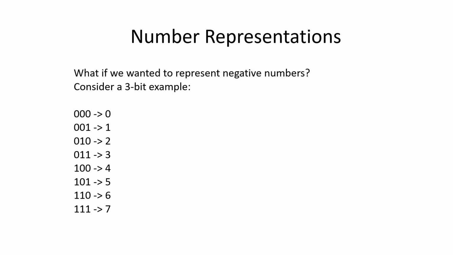But that leaves a question for us. What if we wanted to represent negative numbers? So I'm going to switch to 3-bit examples so I can draw out all the possibilities here. The way I was just doing it with the unsigned version, I would get the numbers 0 through 7. Now, we know that C lets us use negative numbers. Very important for a lot of things. So how could we do that?